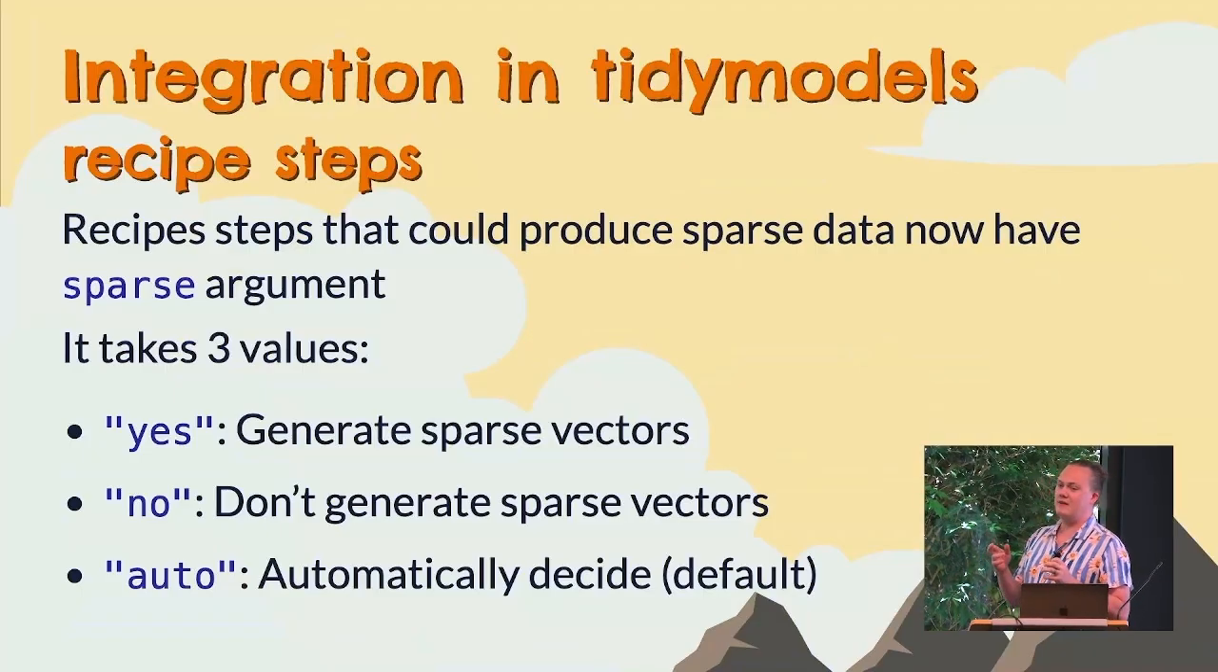Secondly, we have a couple dozen steps that are able to work with sparse data. You can also imagine that you can take a sparse vector and multiply it by 2, and it stays sparse because it doesn't remove the zeros. So there's a couple of steps that can modify sparse data or use sparse data or produce sparse data. And the ones that generate now have received a new argument called sparse that can take 3 values: yes, no, or auto. And auto is the default.